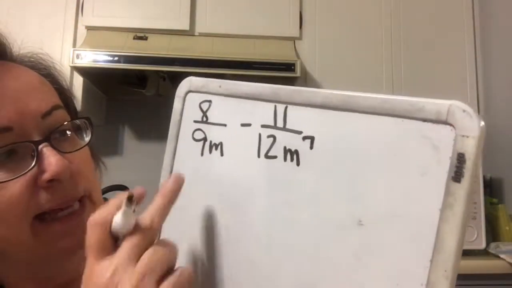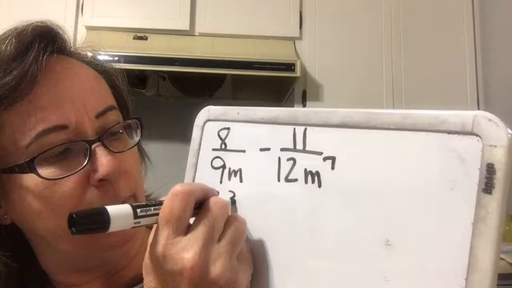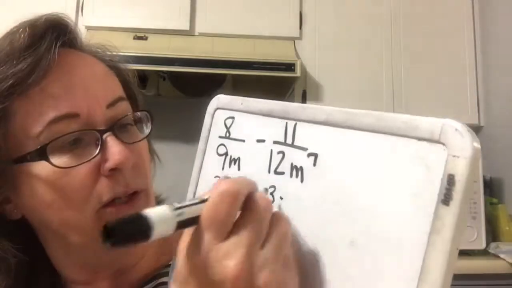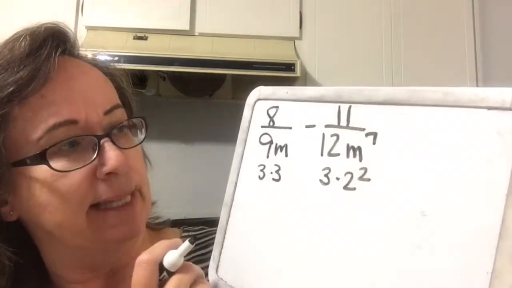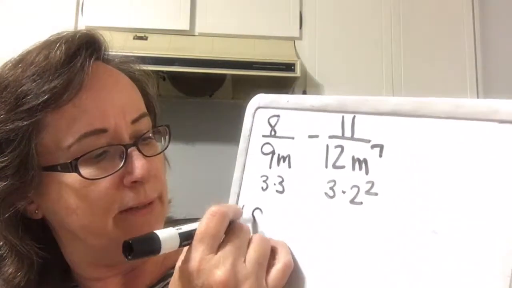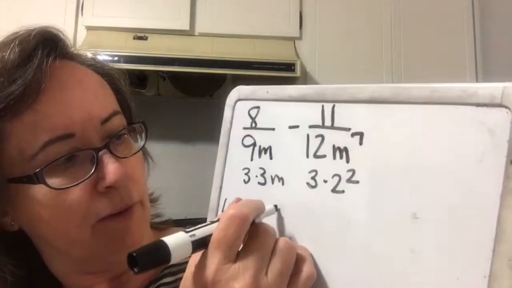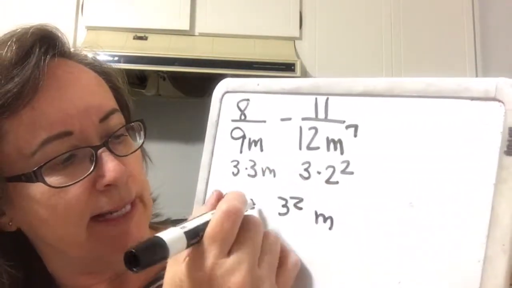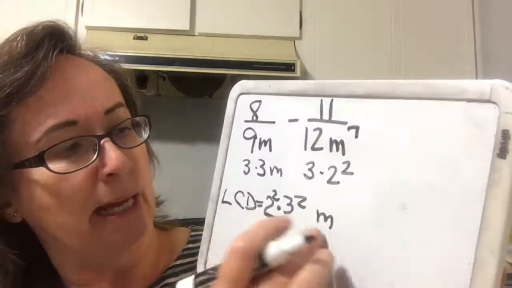The next one that we're going to do has a 9m and a 12m to the 7th. So 9 is 3 times 3, and 12 is 3 times 2 times 2, or 2 squared. And they both have an m and an m to the 7th. So my least common denominator has got to have two 3's and an m. So it's going to have a 3 squared and an m. But the second denominator has to also have a 2 squared times a 3 times an m to the 7th.